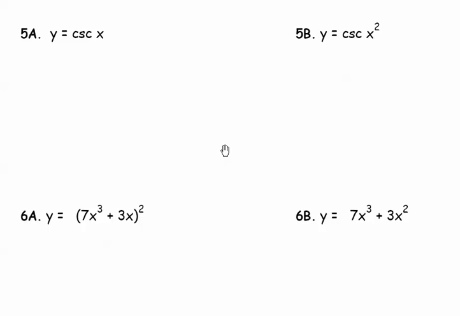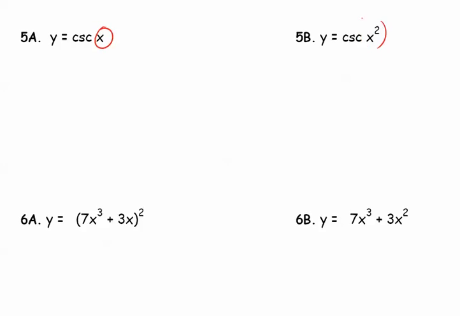All right, let's take a look at 5. We do not have anything with a function inside a function. We just have an x inside a cosecant. And our second one, notice this is not the cosecant that is squared this time. This time that 2 applies only to the x. So we could put parentheses there. That 2 applies only to the x term. So this is the one that has a function inside of another function. So 5a does not require a chain rule. The derivative of cosecant is negative cosecant x, cotangent x.